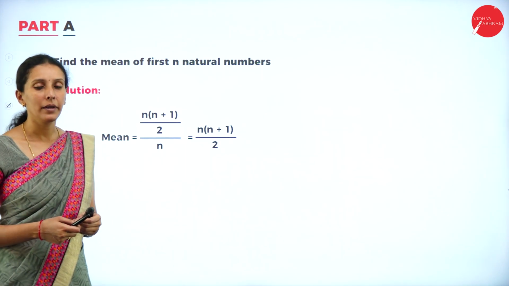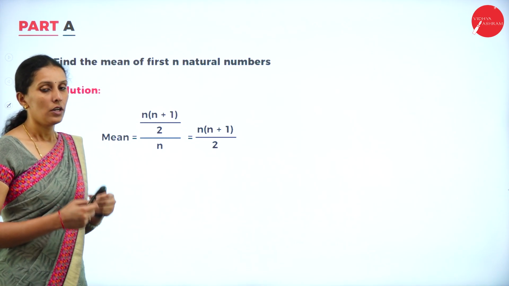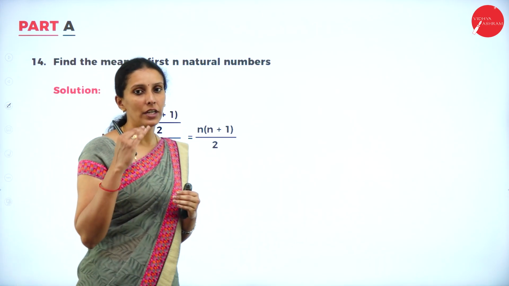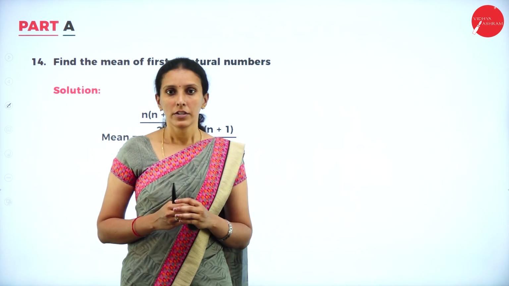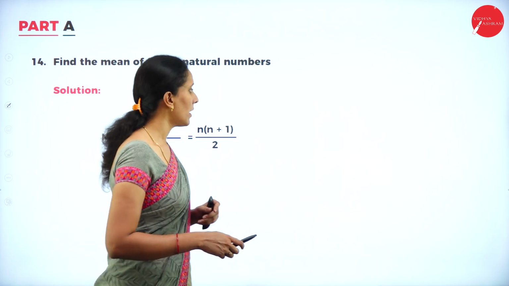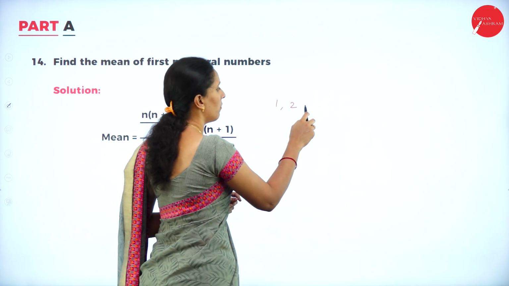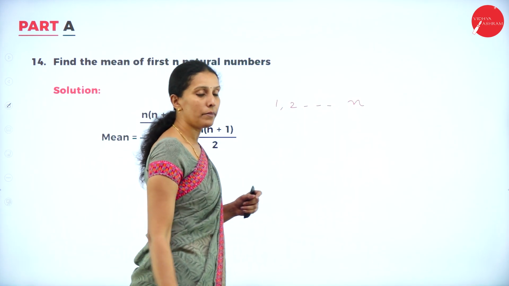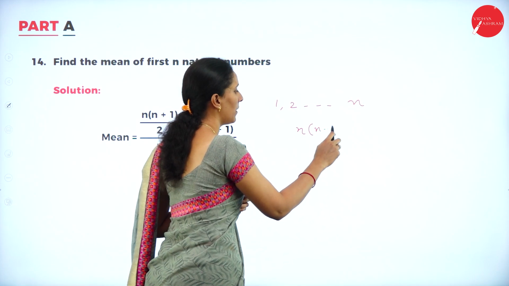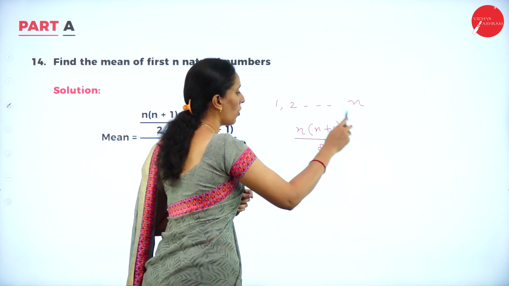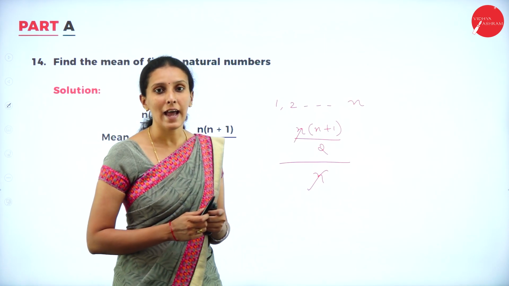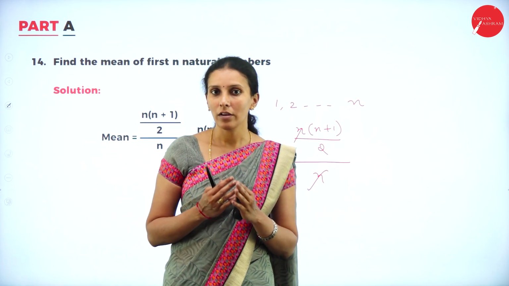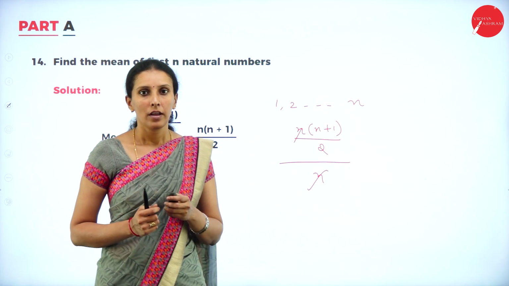Next one, find the mean of first n natural numbers. So, mean is nothing but the average, that is sum of all numbers divided by total number of numbers given. So, here suppose you have numbers from 1 to n. The sum is given by n into (n plus 1) divided by 2. Total numbers means divided by n. So, n gets cancelled. Hence, the answer is only (n plus 1) divided by 2.